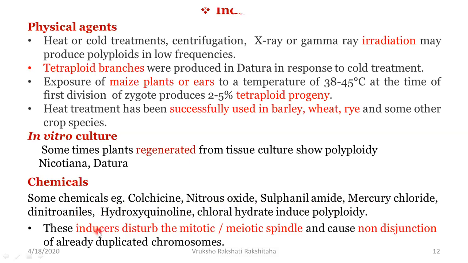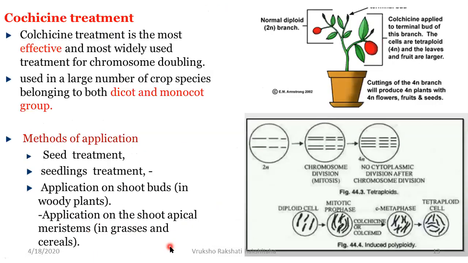Now these inducers disturb the mitotic or the meiotic spindle and thus cause the non-disjunction. What do you mean by non-disjunction? It means non-separation or non-segregation of the already duplicated chromosomes. Now let us talk about this colchicine treatment.